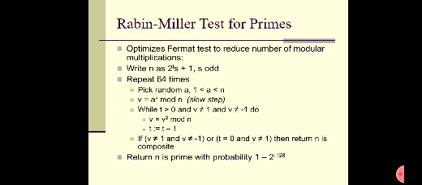While t is greater than 0 and v is not equal to 1 and v is not equal to minus 1, do v equals v squared mod n, t equals t minus 1. If v is not equal to 1 and v is not equal to minus 1, or t equals 0 and v is not equal to 1, then return n is composite. Return n is prime with probability 1 minus 1 by 2 to the power 128.